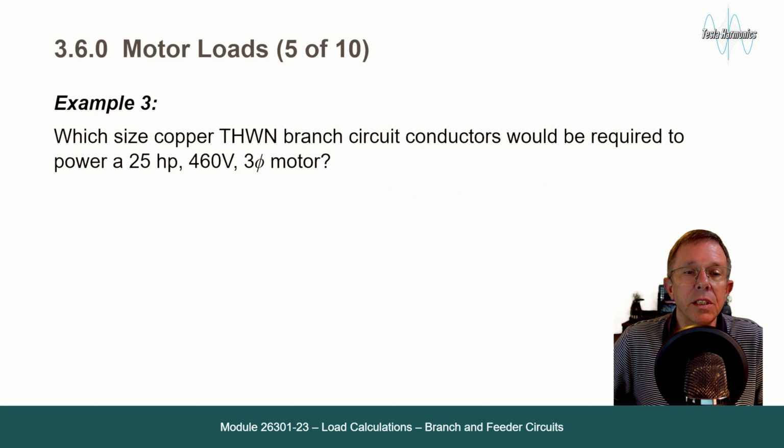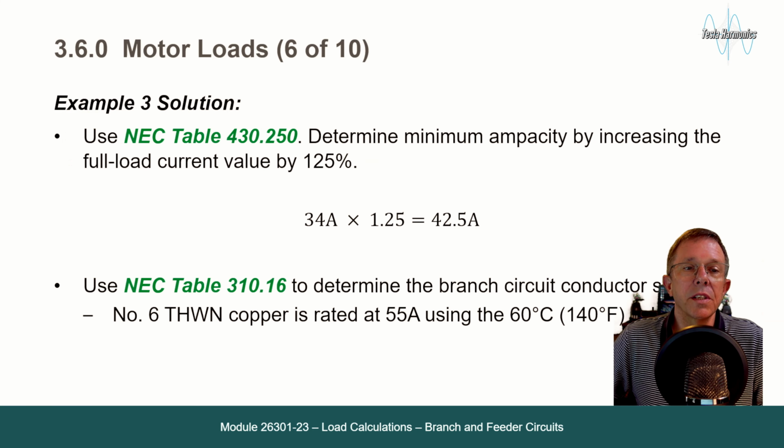What size copper THWN branch circuit conductor would be required to power a 25 horsepower 460 volt 3-phase motor? We would use NEC Table 430.250 to determine the minimum ampacity by increasing the full load current value by 125%. 34 amps times 1.25 equals 42.5 amps. Using NEC Table 310.16, we can determine the branch circuit conductor size. Number 6 THWN copper is listed at 55 amps using the 60 degree C or 140 degree Fahrenheit column.